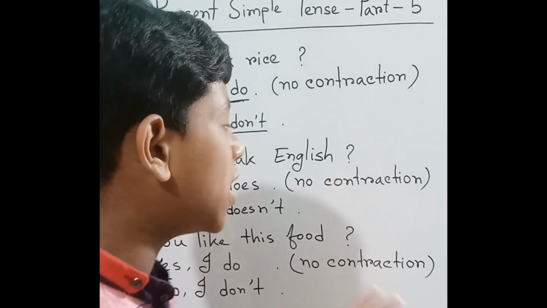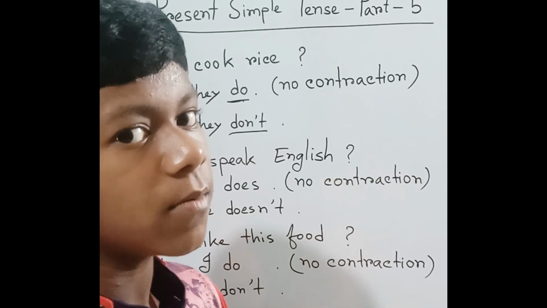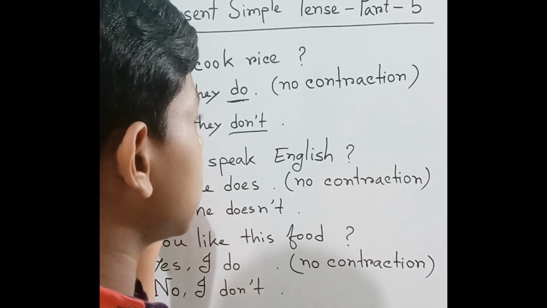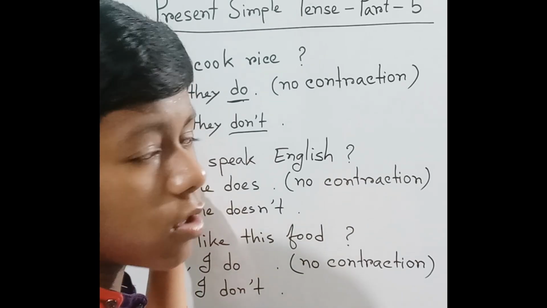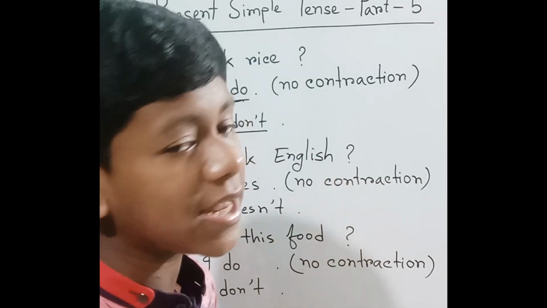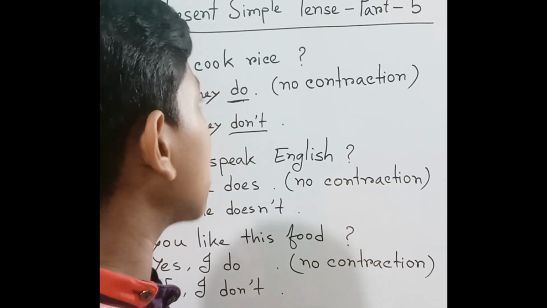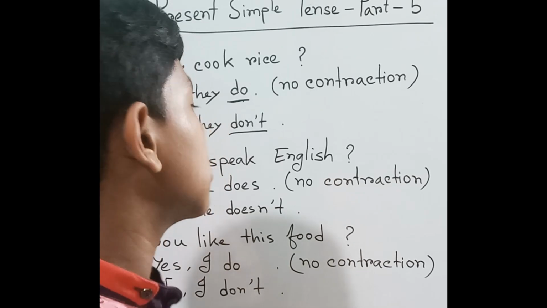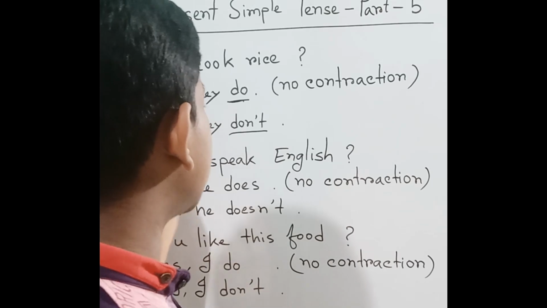In this part we are just discussing how you give a shortened answer to questions. In this positive sentence, the speaker can say yes, they do. There won't be any contraction, you don't need to add any contraction because it's positive. They ask you, do they cook rice? You can just give a positive answer, yes, they do. But if you want to answer negatively, no, they don't.